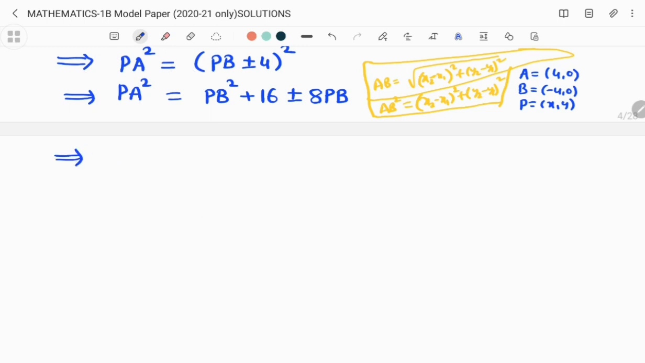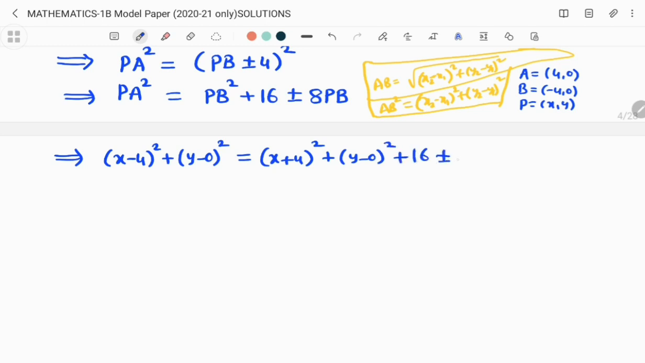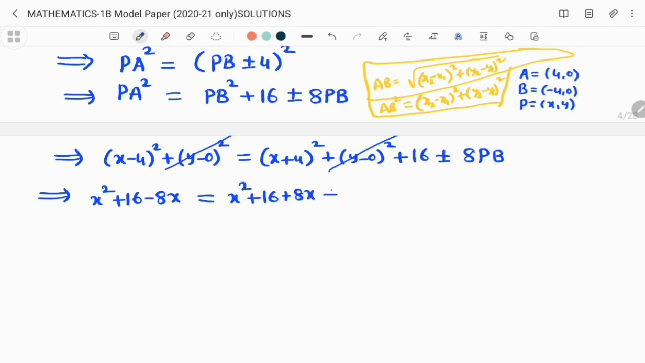PA square is (x minus 4) whole square, without root, plus (y minus 0) whole square, equal to PB square, (x minus of minus 4) whole square plus (y minus 0) whole square plus 16 plus or minus 8 PB. No need to expand the PB value, you can leave it like this. Here (y minus 0) whole square and (y minus 0) whole square get cancelled. So x square plus 16 minus 8x, using the (a minus b) whole square expansion. Here it is a plus b, x square plus 16 plus 8x plus 16 plus or minus 8 PB.